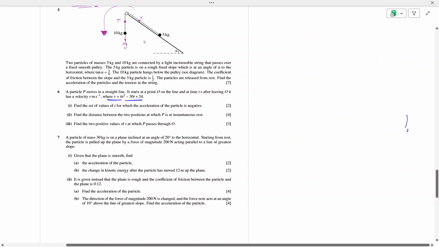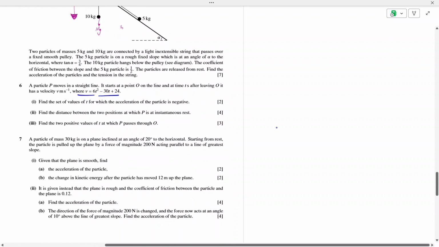Okay. Let's get going with the question. So part one, it says, find the set of values for which the acceleration of the particle is negative. All right. So it's saying acceleration is less than 0. Those are the values that we need. When is the acceleration less than 0? When is it negative?